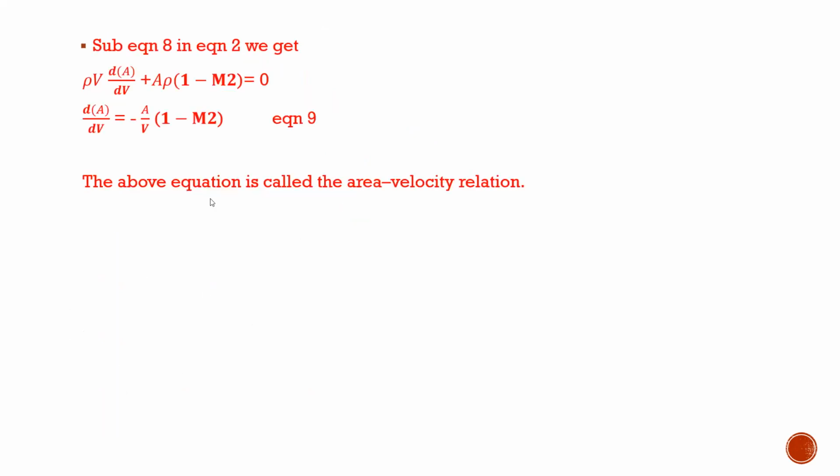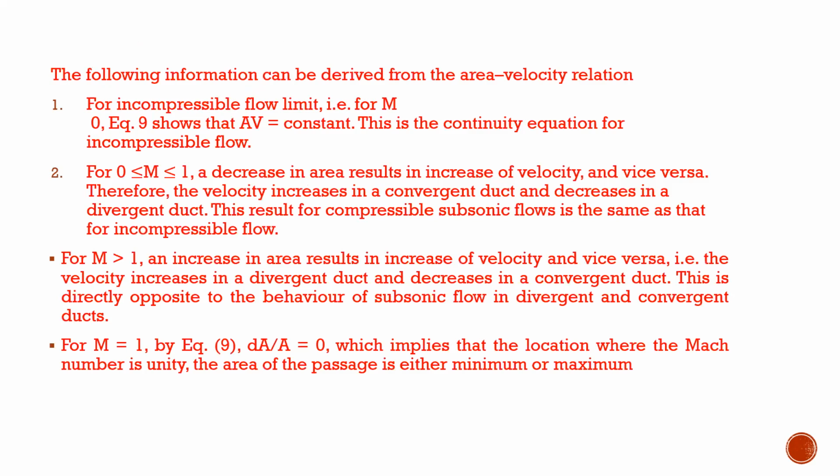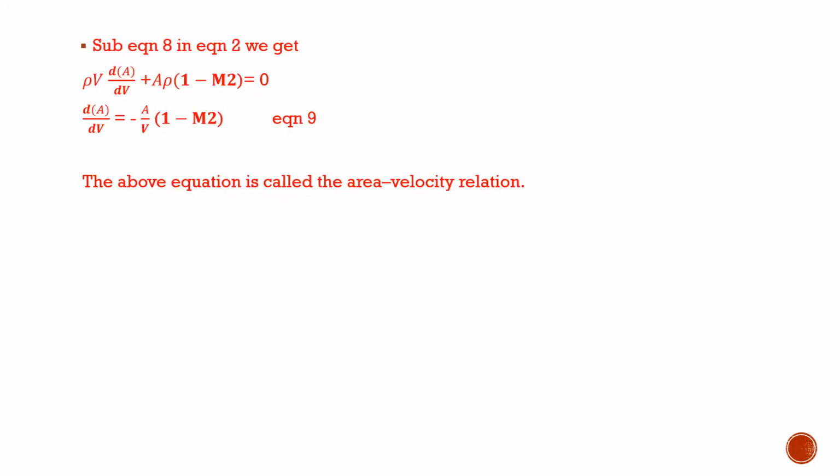By substituting equation 18 into equation 2, we get rho into dA by V plus A into d rho into 1 minus M square is equal to 0. So dA by A is equal to dV by V into (M square minus 1). And this is the area velocity relationship.